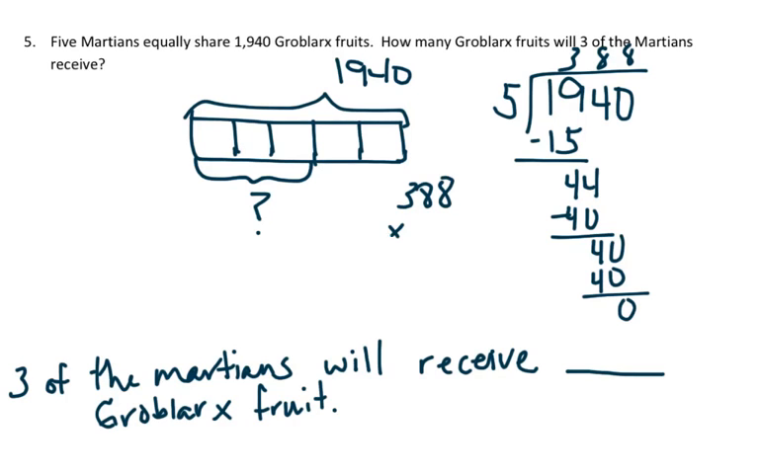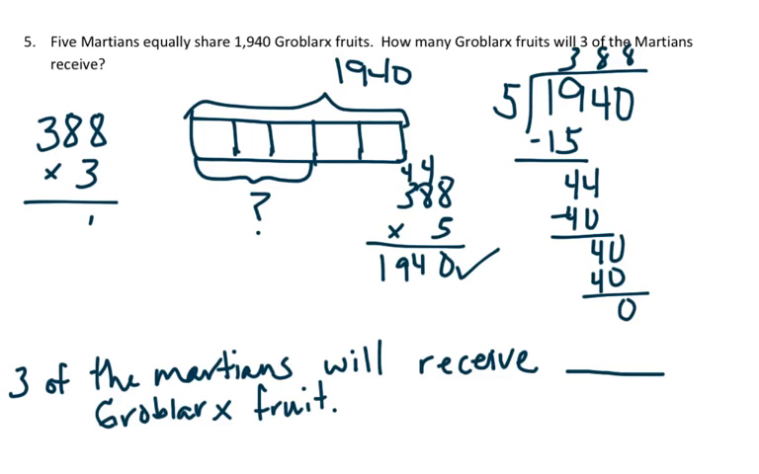I'm going to multiply that by 5 just to do my check. And that checks out. So one of these units here is 388, but I want to know for 3. So I have to take my 388, and now I have to multiply it by 3. And that would be 1,164. So 3 of the Martians will receive 1,164 Groblark's fruit.